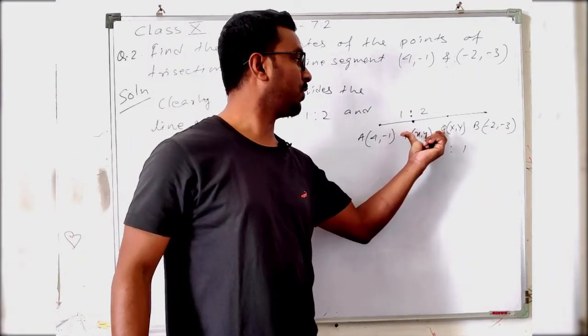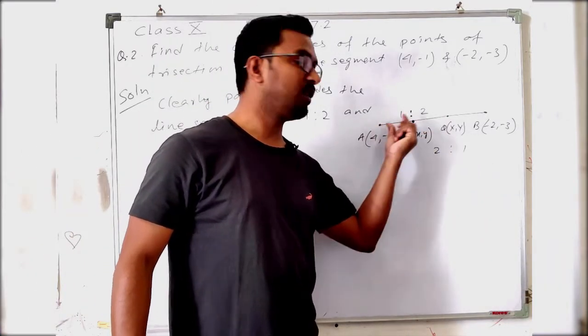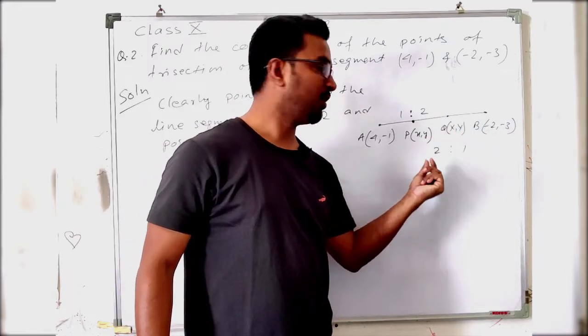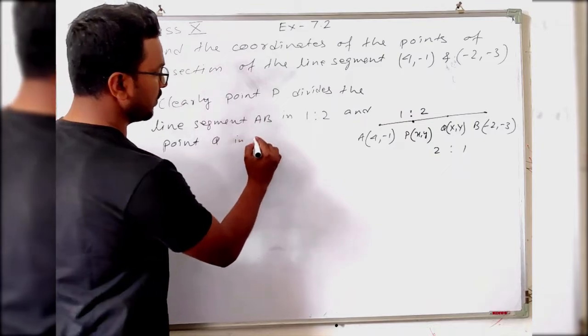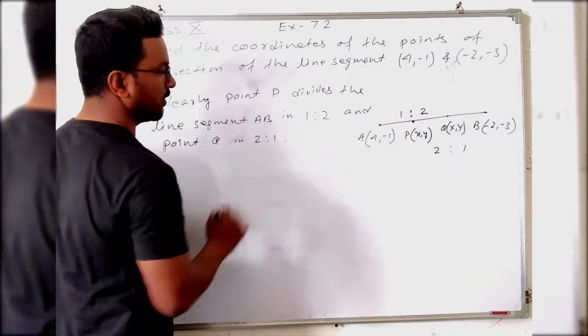So for point Q, you see on the left hand side there are 2 parts, on the right hand side 1 part, so the ratio will be 2:1. So point Q divides in the 2:1 ratio.